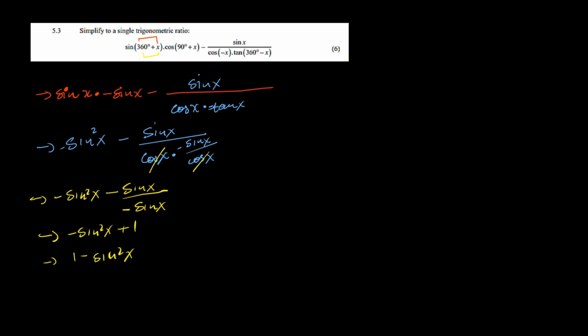But you need to bear in mind, according to the square identity in trigonometry, we know that cos squared x, if you transpose sin squared x to the other side, is 1 minus sin squared x. So this can further be written as cos squared x.